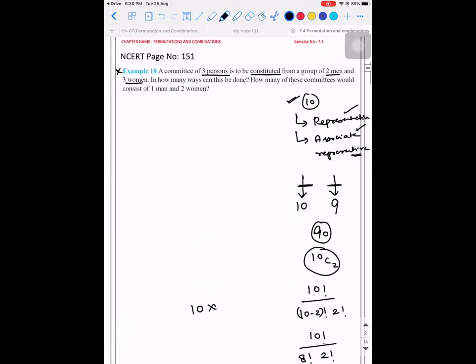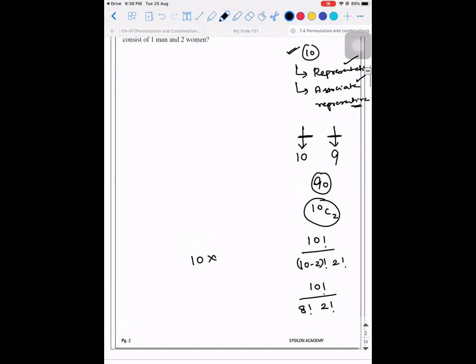Sir, 8 factorial and 2 factorial is 10 factorial, no, sir. 10 into 9 divided by 2. It should be 45. Representative and an associate representative. But nothing is wrong.